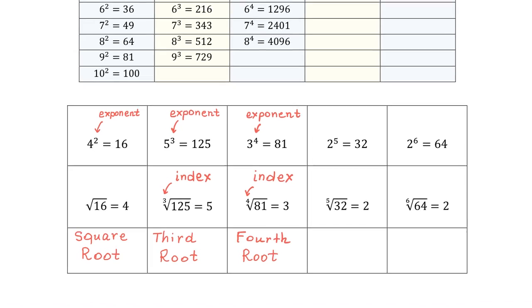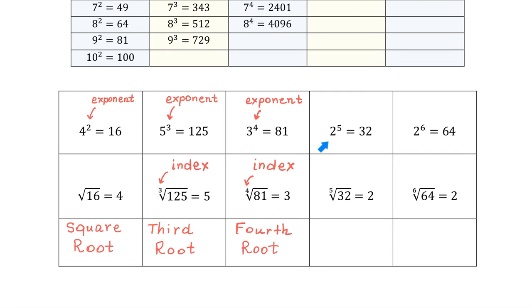We have two more examples to discuss. And here we have 2 to the power of 5 equals 32, and in this expression, 5 is the exponent. To undo this operation, we use the fifth root of 32, which equals 2. And this index 5 tells us that we are looking for a number that would be raised to the power of 5, and we would get 32. So again, this 5 is called the index.